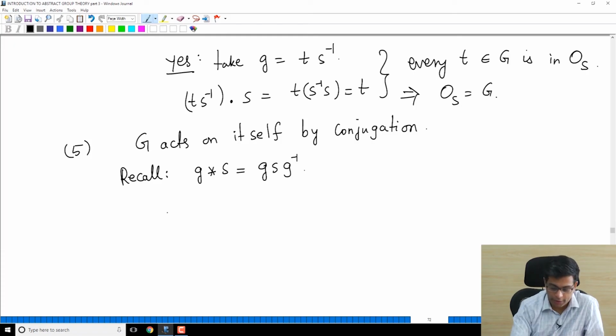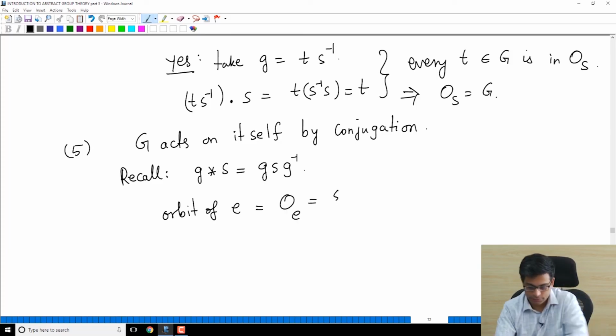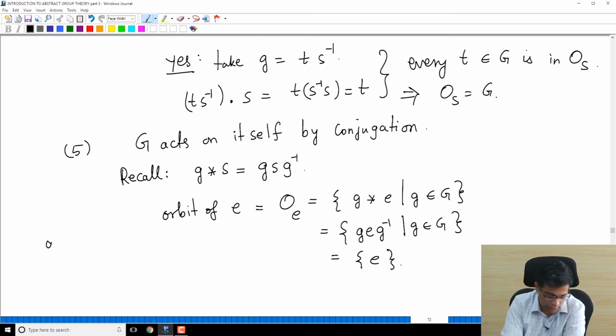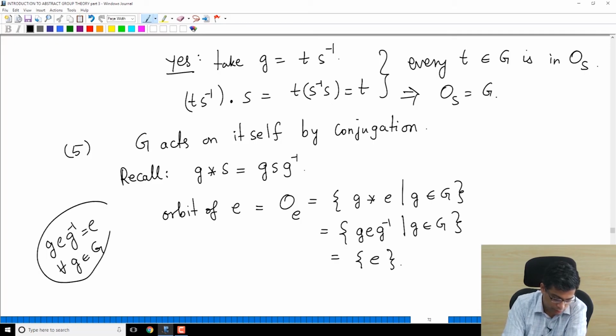Now let's look at the orbit, for example, the orbit of E. I take arbitrary elements of G and apply star to E. By definition of the action, this is GE G inverse, as G is in G. But GE G inverse is E for all G in G. So this is just E. So the orbit of E is E.